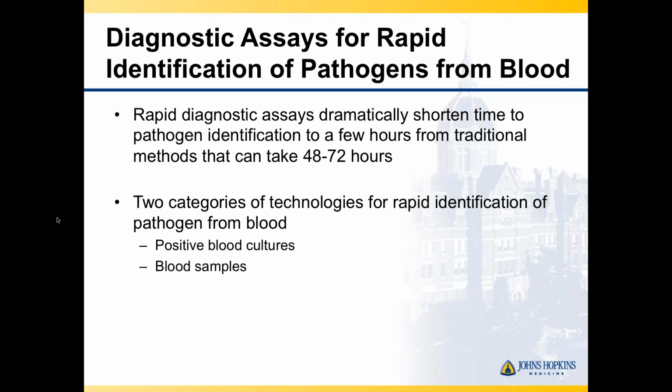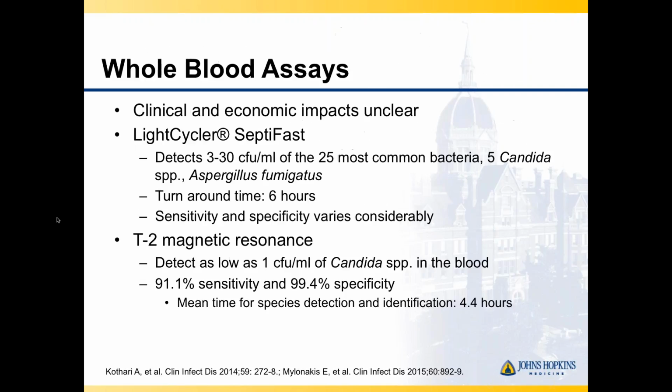In general, when we think about those technologies, at least for blood cultures, we divide them into two groups. Technologies that can be performed on positive blood cultures, meaning the patient has to have a positive blood culture and then those technologies can be performed. And those that can be performed directly on blood, meaning that you can run those tests before the blood cultures turn positive.